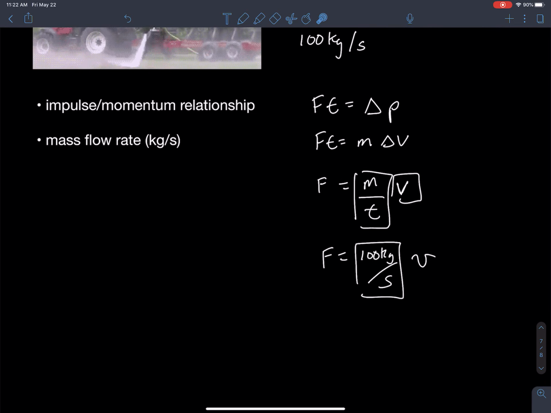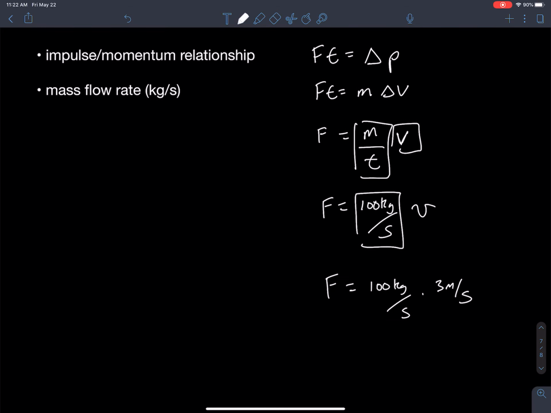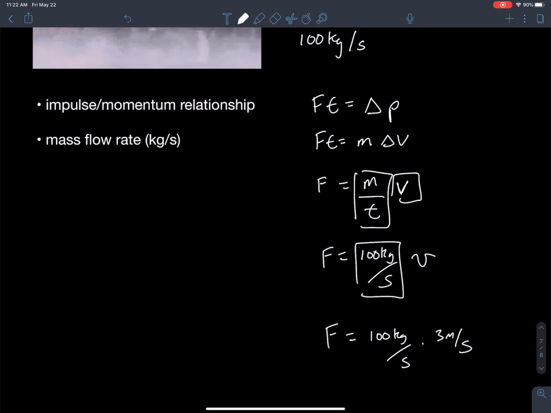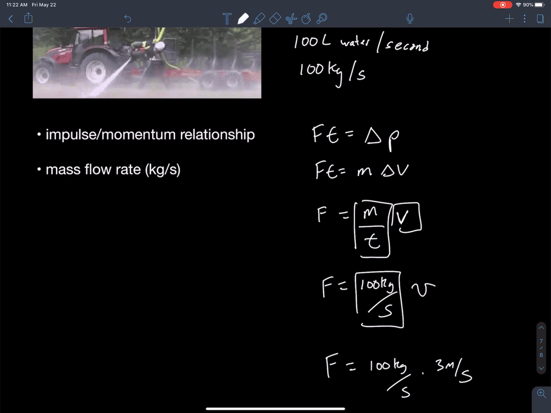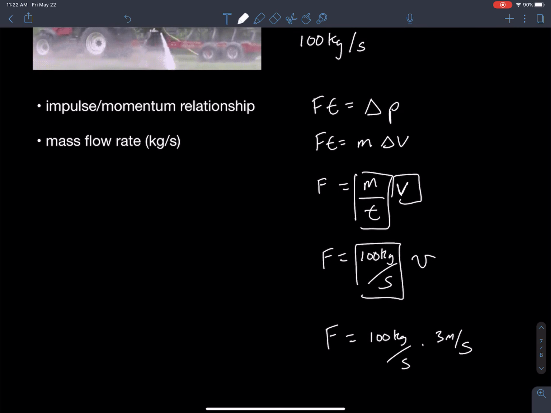So if I knew the velocity of the water and the mass flow rate, I can then calculate the force. Let's say that the water is flying at 3 meters per second, then I would have 100 kilograms per second times 3 meters per second. That should give you the force, in kilograms meters per second squared: 300 newtons. That's not too much. Obviously the velocity has to be a lot more than 3 meters per second in order to lift that fireman. So that's one way of looking at it.